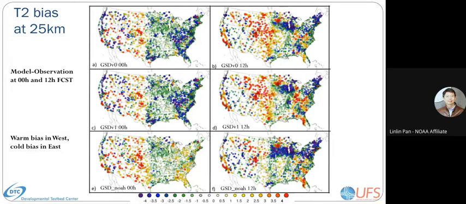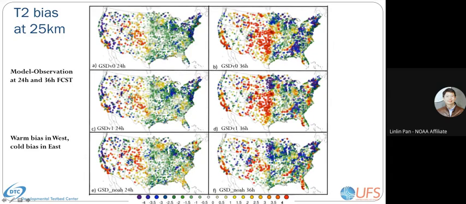Similarly, we do the analysis for the GSD suite, 0 hour forecast and 12-hour forecast. One is the GSD suite with the Noah land surface model, the other two are with RUC. We can see they have some differences. One thing to point out is that RUC needs more information from the input that the GFS initial condition does not provide. So they have slightly larger bias, and the pattern is also slightly different.